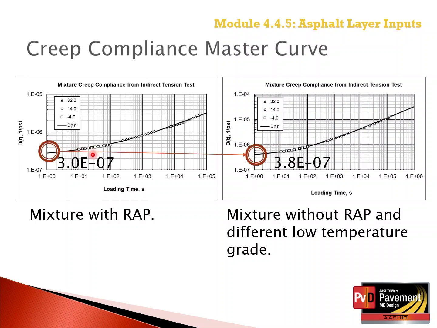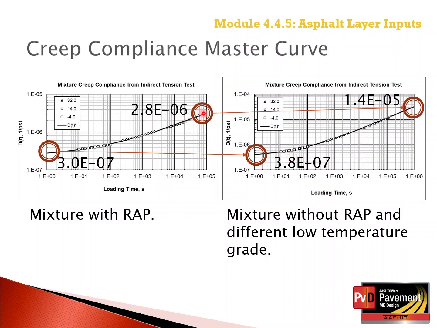The creep compliance values for the wrap mixture for the colder temperature and short loading time are slightly lower than the mixture without wrap: 3.0 times 10 to the minus 7 compared to 3.8 times 10 to the minus 7.